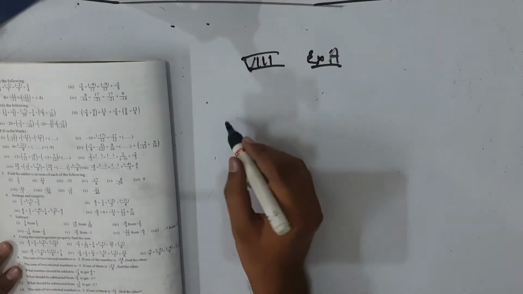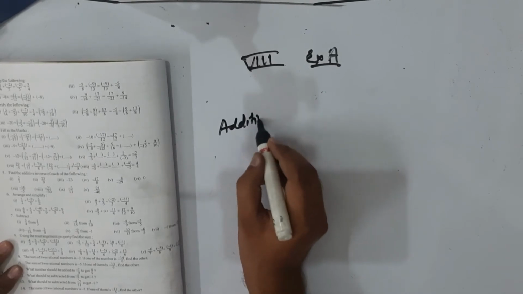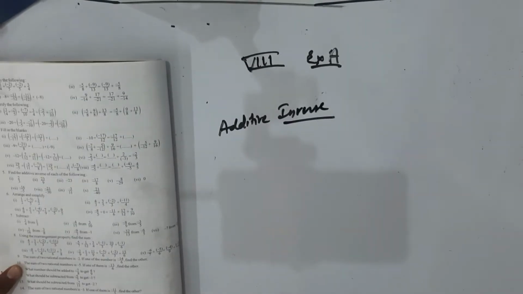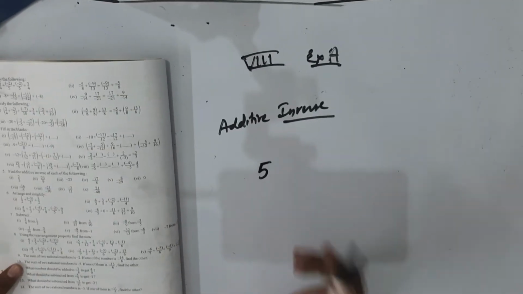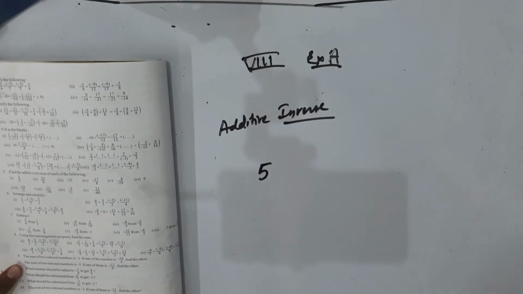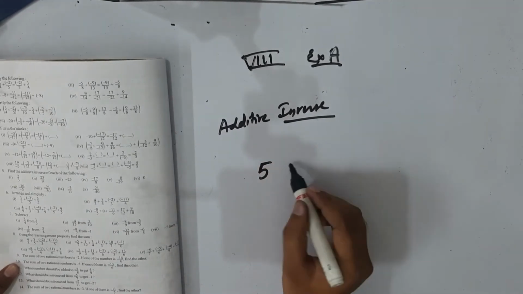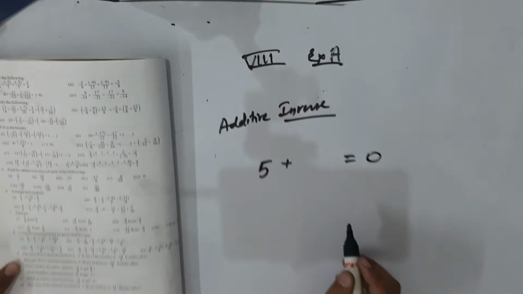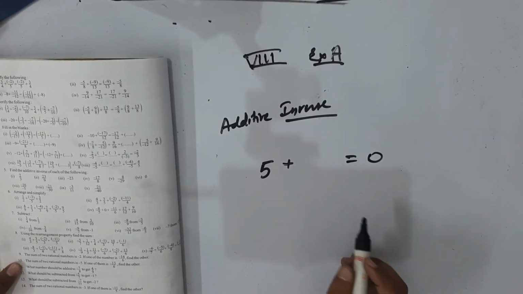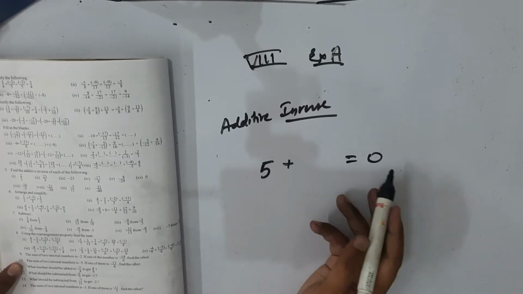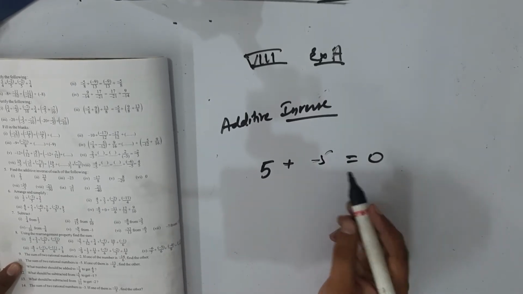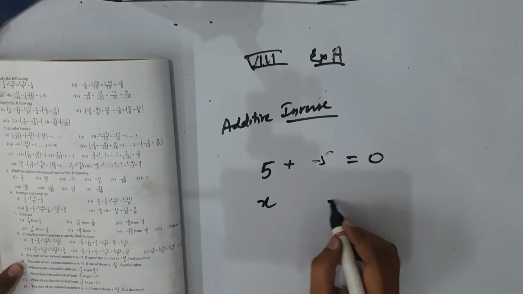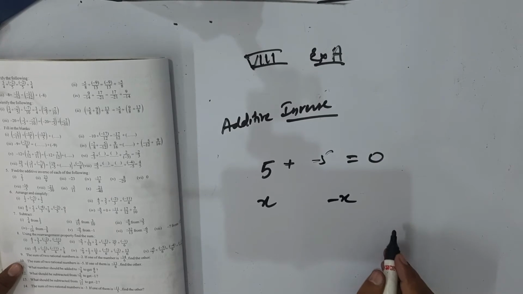Now there is a question, additive inverse. What does this mean? Like if I have 5, the additive inverse of 5 should be a number which, on adding to this, the result should be 0. Now it is very easy for you. What should be added to 5 to make it 0? Minus 5. So what is the additive inverse of x? Additive inverse of x will be minus x. I hope it is clear.